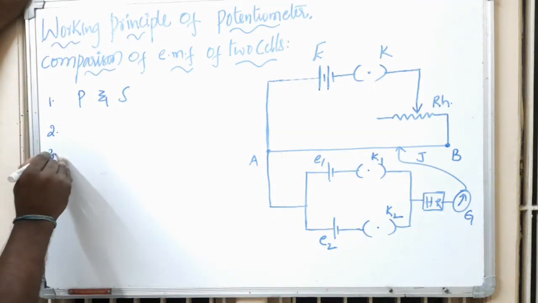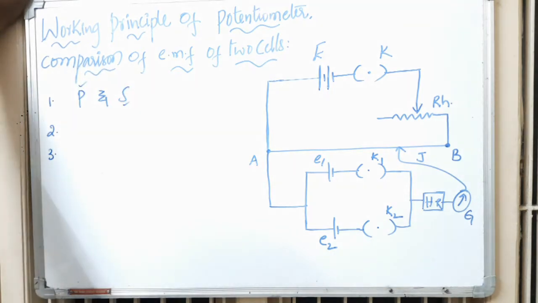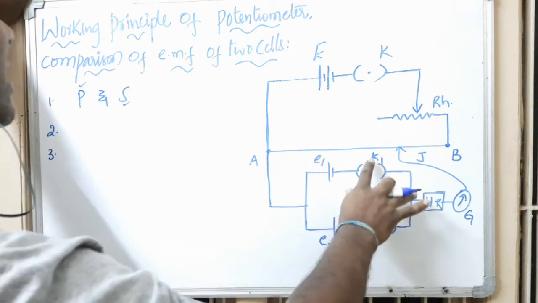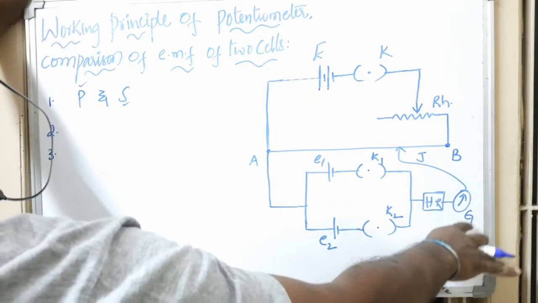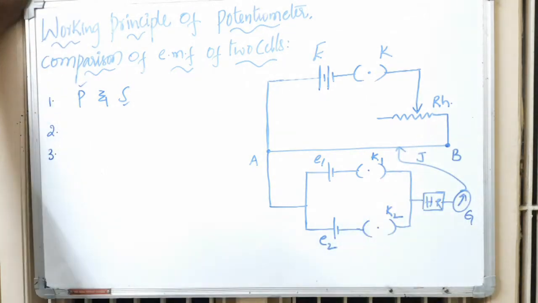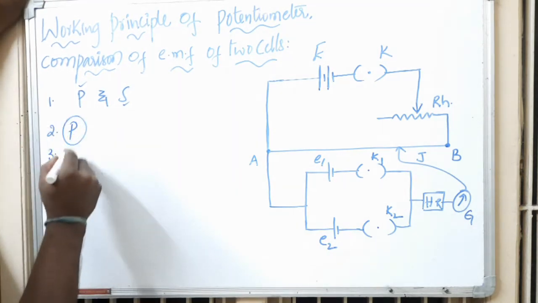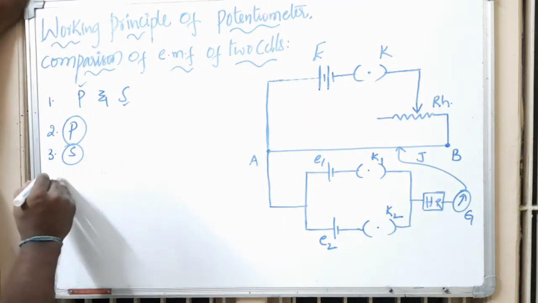Now coming to the third point. As we discussed the primary circuit, now we will discuss the secondary circuit. The secondary circuit consists of two cells with EMF E1 and E2, two plug keys K1 and K2, a galvanometer and a jockey J. Clear? That is the third point. In the second point we explained the primary circuit, and in the third point we discussed the secondary circuit.